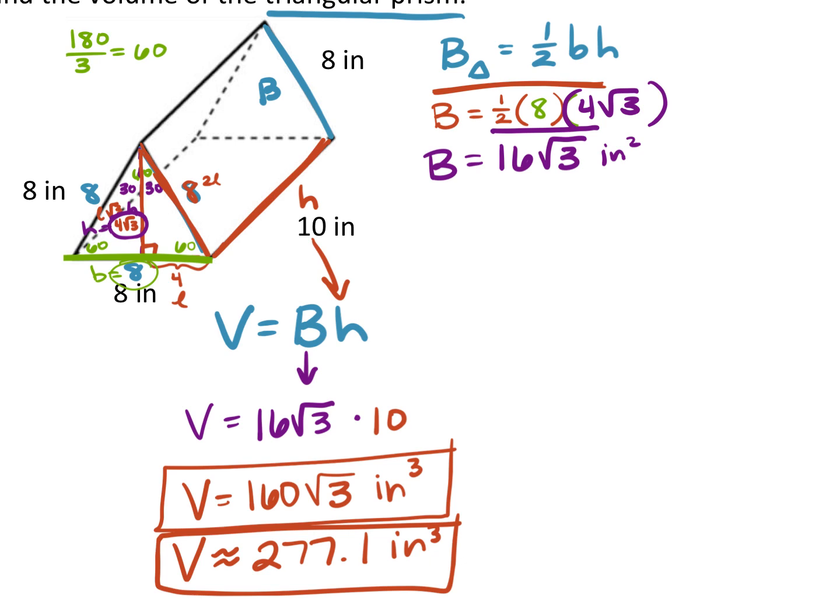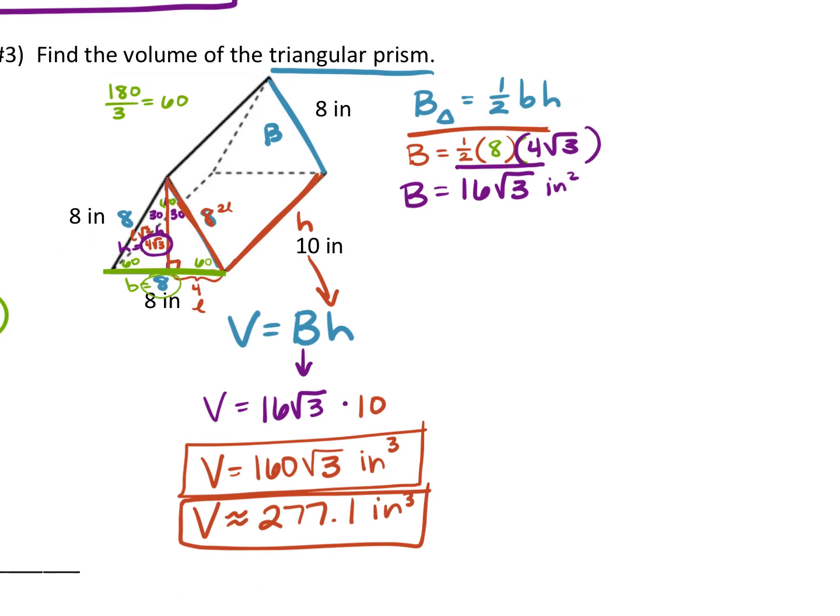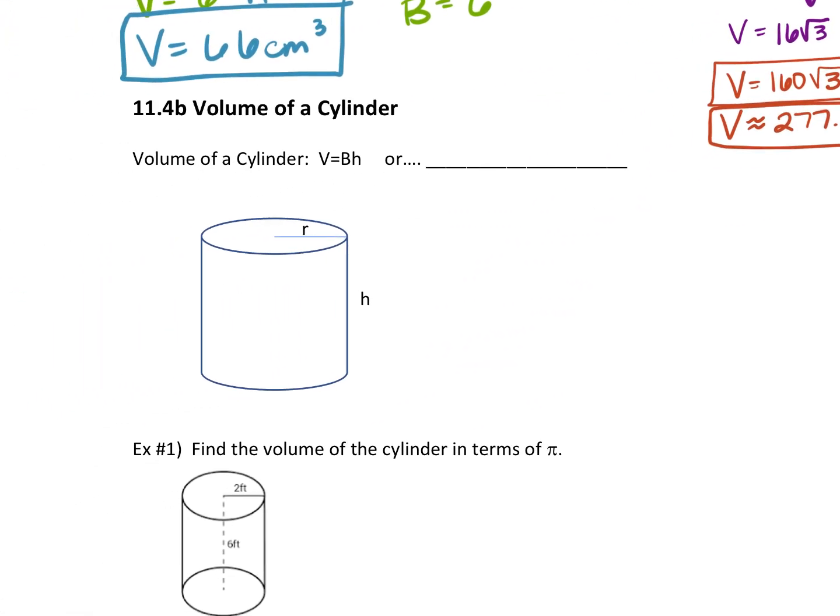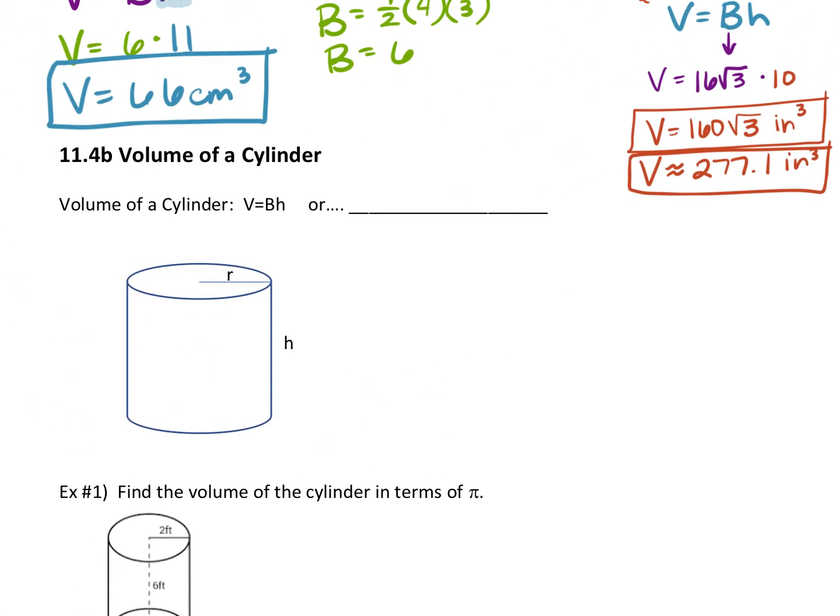Okay, that is the first half of the lesson, the prisms. Then we're going to move into cylinders. And cylinders is the same formula, which is beautiful. You'll see that on that little sheet of paper. Volume of a cylinder is still going to be the area of the base times the height.